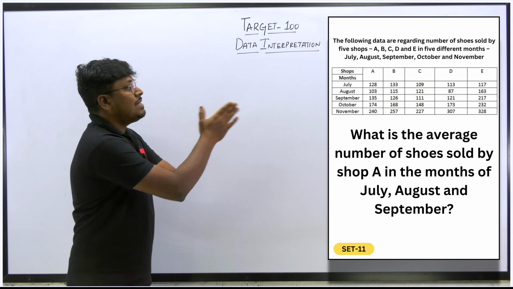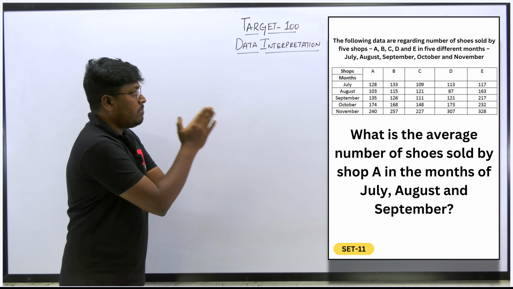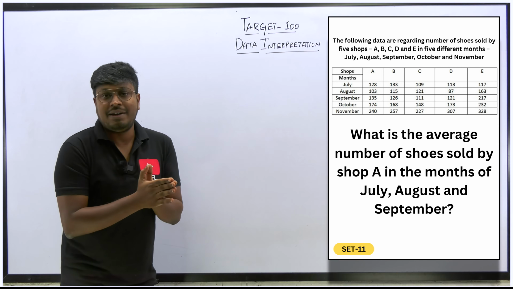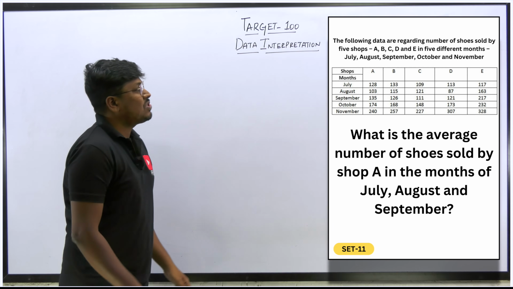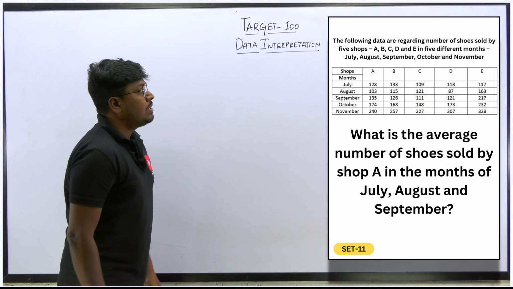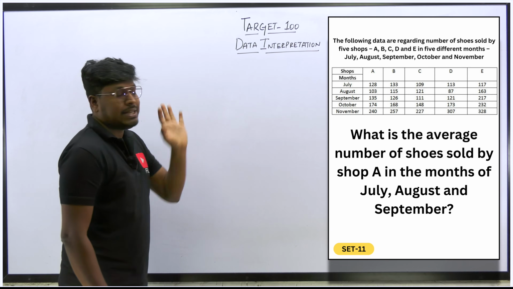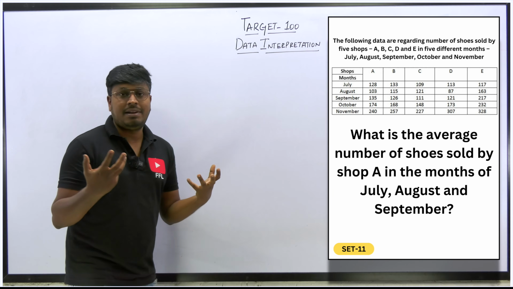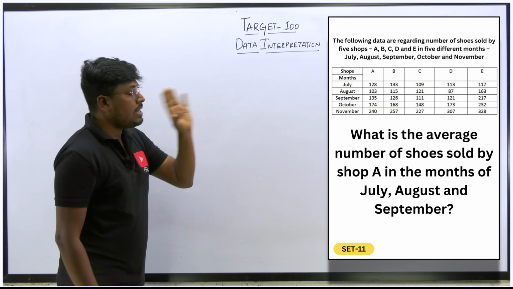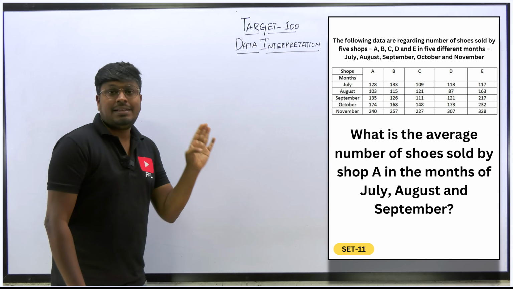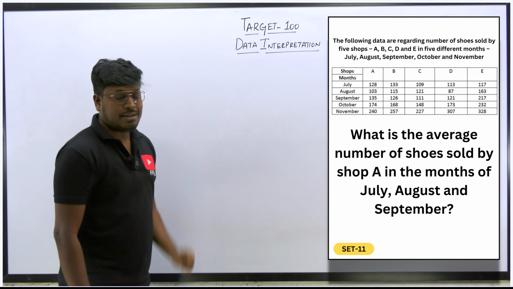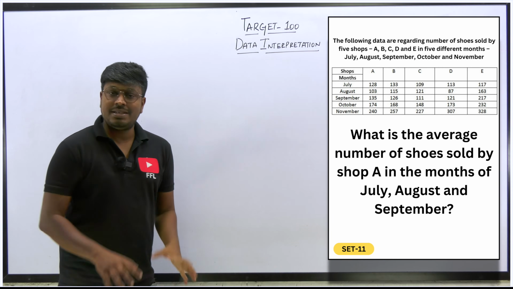So in the exam, try to look at the chart directly and add all the values. First, shop A in the month of July. So shop A in July is how much? 128, 103, 135. Just add with mental calculation. So 100, 100, 100, 300, 30 plus 20, 350, 8 plus 8 will be 366. So friends, understood or not?